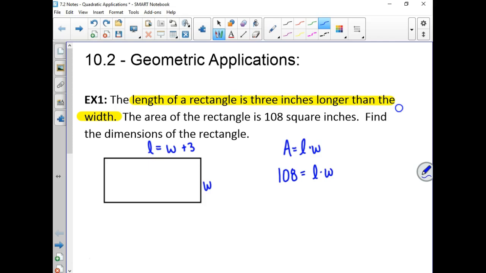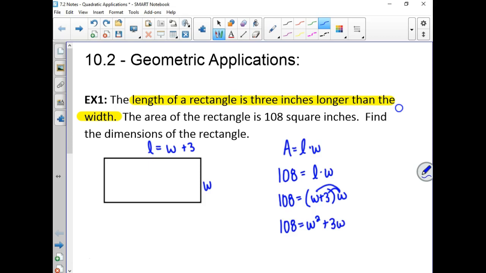So, because length and W plus 3 are equal to each other, that means that we can replace length with W plus 3. That will look like this in our equation. 108 equals W plus 3 times W. Now, to solve this, I'll need to distribute that W. So 108 will equal W squared plus 3W. And this is a quadratic.